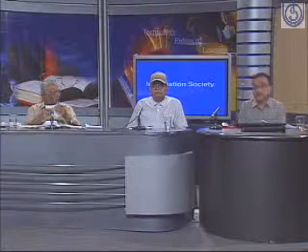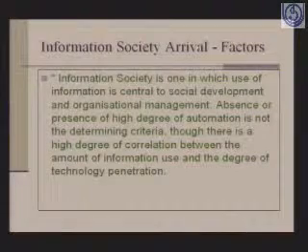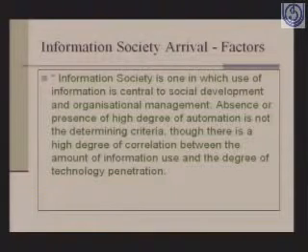In fact, it is said that the USA, Japan and other Western countries have already entered the information stage, because information is being used for social, societal and economic development there, and the results are obvious. This is what is observed in this particular statement. I will just show this slide and Professor Sen would continue. This says that information society is one in which use of information is central to social development and organizational management. But at the same time, it is very important that absence or presence of a high degree of automation is not the determining criterion, though there is a high degree of correlation between the amount of information used and the degree of technology penetration. Yes sir, Professor Sen, please continue.